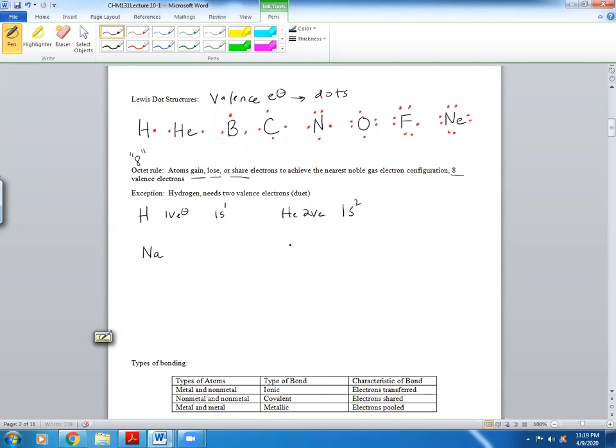and I have something like fluorine, or it doesn't matter, whatever atom the octet rule applies to, notice that sodium is 1s2, 2s2, 2p6, 3s1. And fluorine is 1s2, 2s2, 2p5.